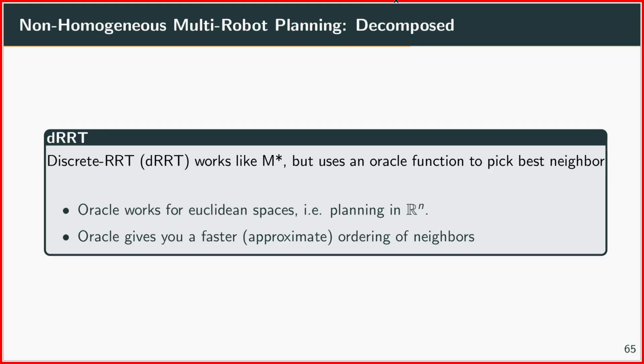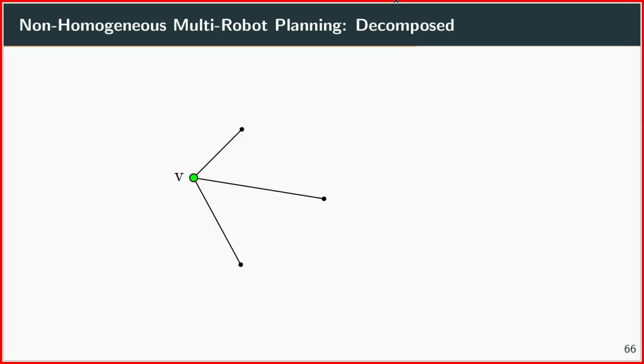So DRT stands for discrete RRT, and it works exactly like M star, but instead of computing this whole shortest path and best cost to go, it instead uses an oracle function to pick the best neighbor. And this oracle works only for Euclidean spaces, so you can only do planning in R^n. However, it gives you much faster, a bit more approximate ordering of the neighbors. And it works like this.